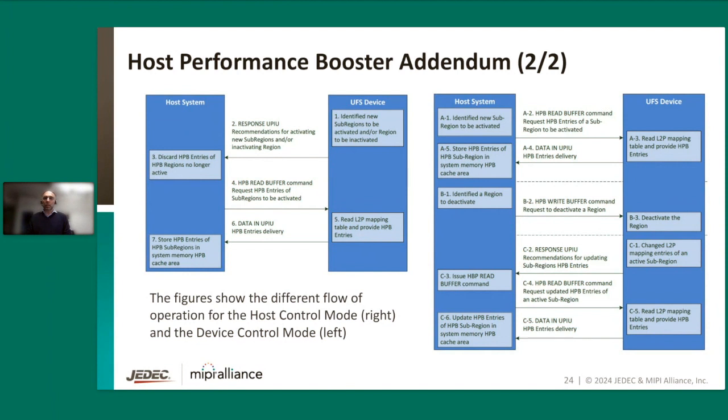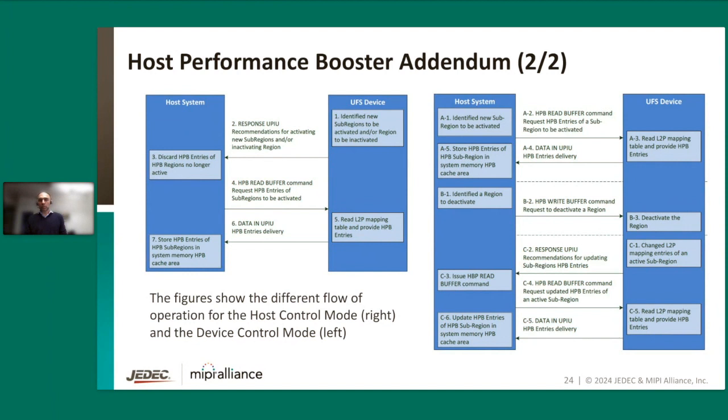In the host control mode, the transactions are a little bit more, but it also gives more control to the host system, because the host may decide which regions may need more frequent access inside the device. At this point, it may activate those regions, and again, there is a transfer of the L2P map into the host memory.